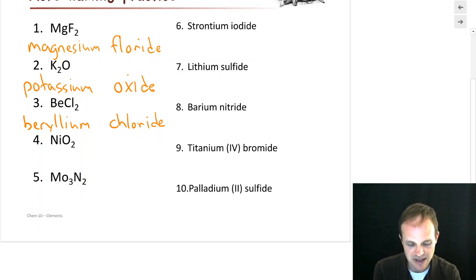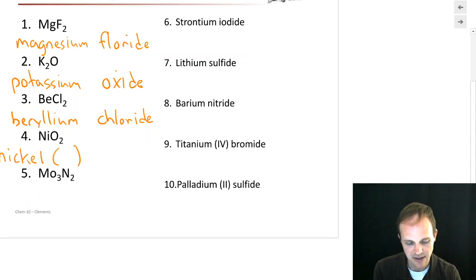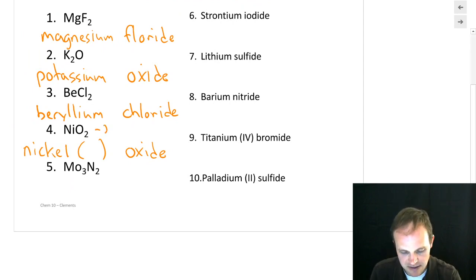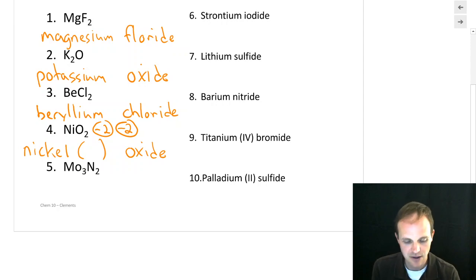The next one, though, nickel, we look and we see that it's a transition metal. As soon as we see it's a transition metal, we know we need the parentheses. And so when I write this, I'm just going to write nickel, I'm going to write some parentheses, and then I write the name of the O, which was oxide. And then what do I put in parentheses? Well, remember, it's got to balance out. Oxygen is -2, but there's two of them for a total of -4, which means that nickel better darn well be +4 to balance it out. And I get nickel(IV) oxide.